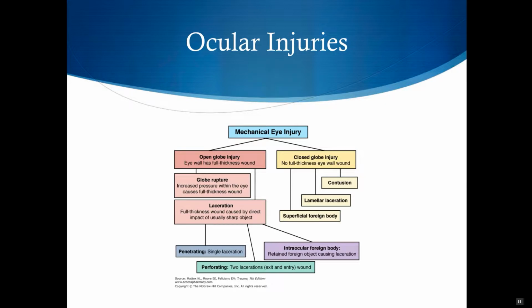The closed globe injuries, so the wall of the eye is intact. You can have a simple contusion. You may have just a superficial foreign body, or you may have an outer surface laceration that has not compromised the entire wall.